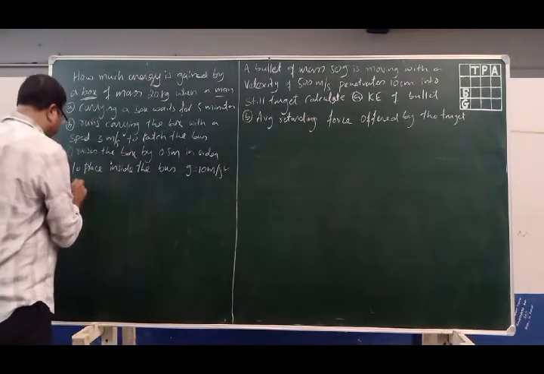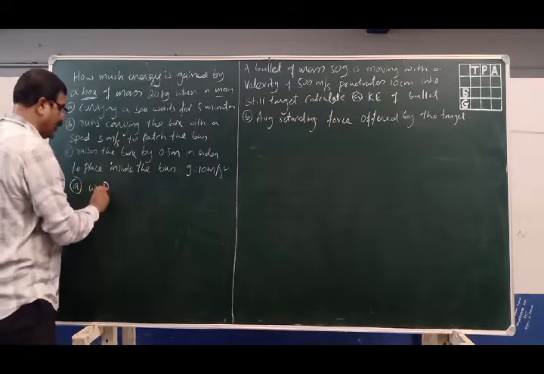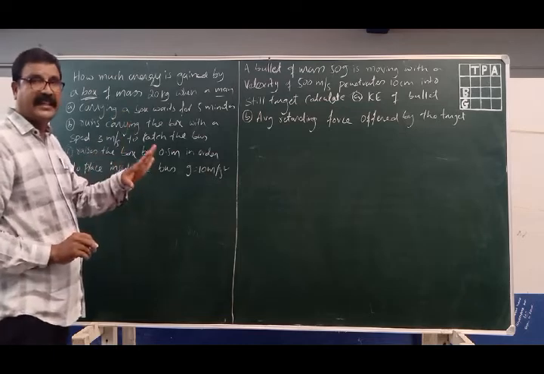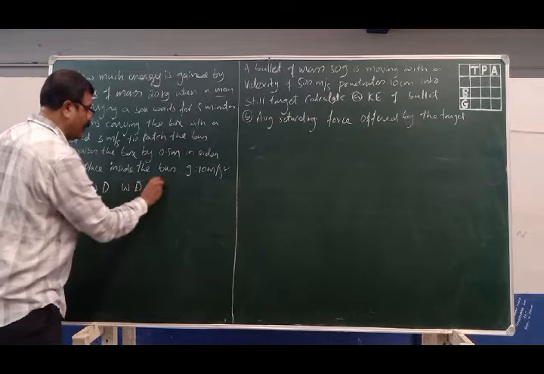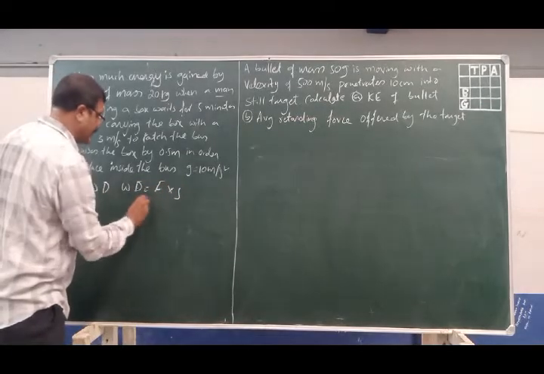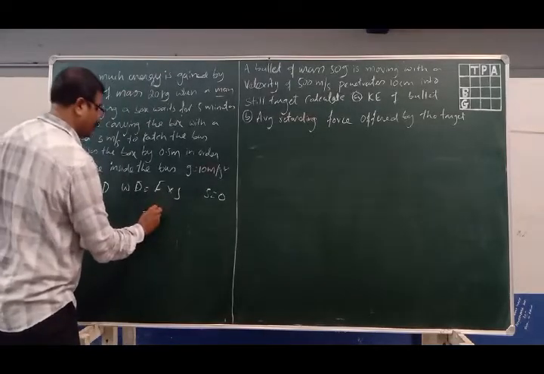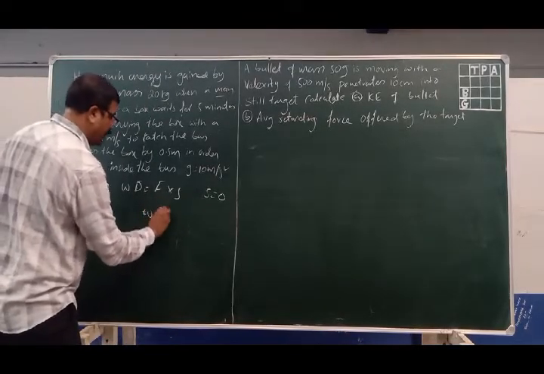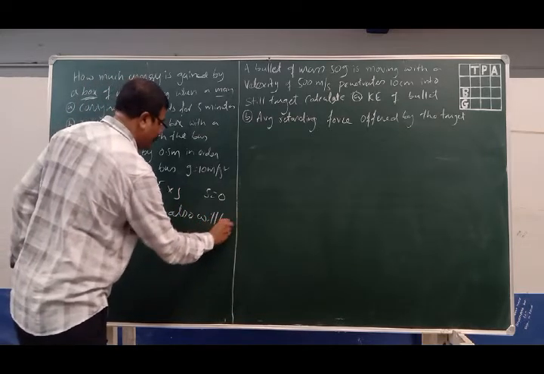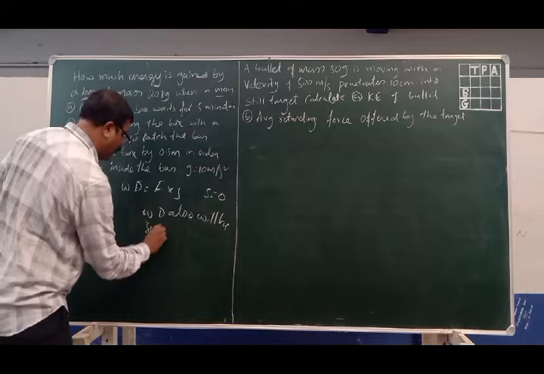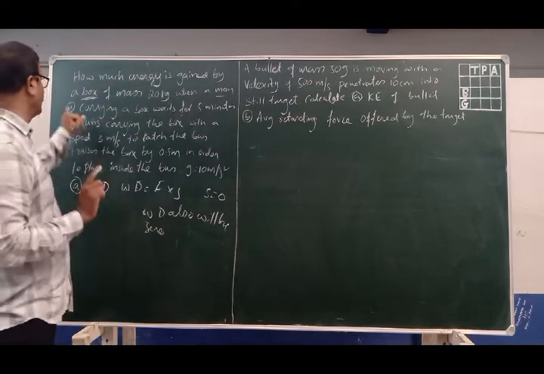Now let me take the first case here. What is the work done by the man? So he is stationary, he is at rest. Therefore work done will be equal to F into S. Here S is equal to 0. Therefore work done also will be 0. Therefore the energy gained by the box is also 0. So this is the first case.